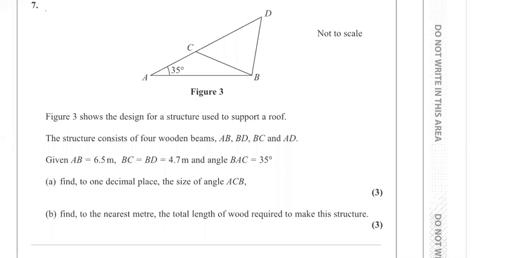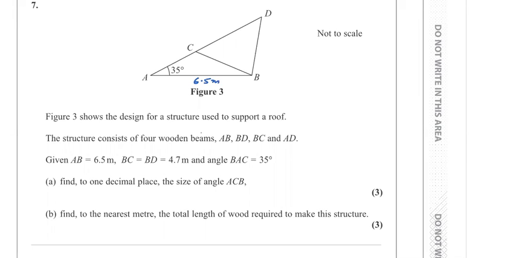Welcome back. Now we are going to solve question number 7 of this paper, which is: figure 3 shows the design for a structure used to support a roof. This is the figure, it's showing that design. The structure consists of 4 wooden beams AB, BD, BC and AD, and given that AB is 6.5 meter.